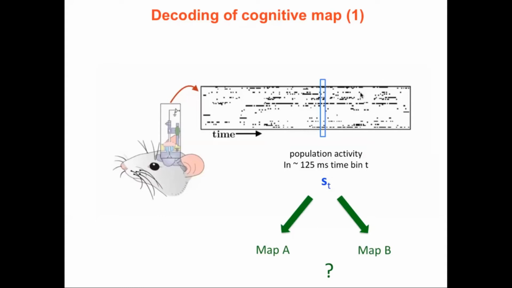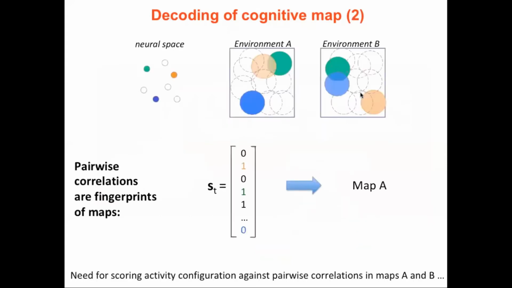Now, if we consider the population activity, which is the activity of the set of cells in a time bin, and the width of the time bin, the duration, is about 125 milliseconds here. That corresponds to the theta rhythm, which is known to be very important in the rodent hippocampus. Then the question is, if we see this vector of activity, can we actually decide whether the representation in the hippocampus corresponds to the one of map A or to the one of map B? So how can we answer such a question?